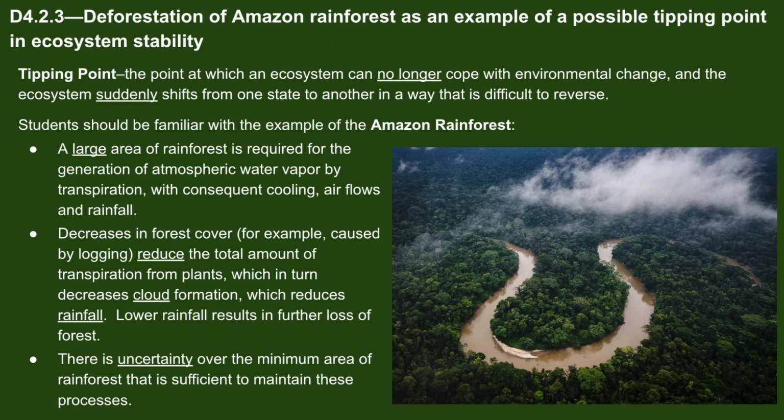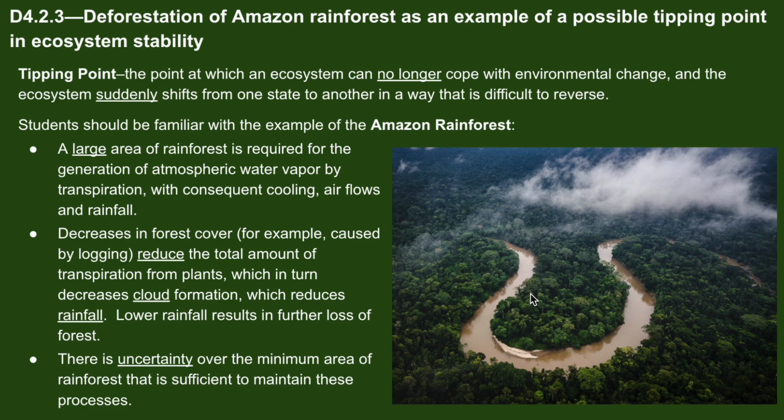Okay, a tipping point is the point at which an ecosystem can no longer cope with environmental change, and it's going to suddenly shift from one state to another in a way that is difficult to reverse. You should be familiar with this example of the Amazon rainforest. Okay, we are doing massive deforestation, cutting down huge areas of the rainforest. Okay, but this is a problem because this rainforest, when transpiration occurs, which is evaporation of water from the leaves of plants, we're going to have this whole weather system with atmospheric water vapor. Okay, this is going to cause cooling. Okay, it's going to cause rain to fall.